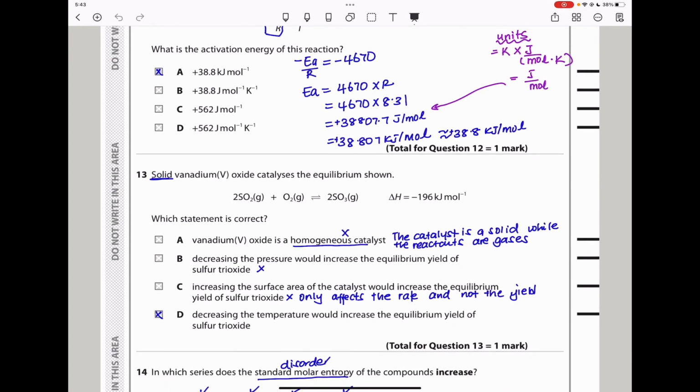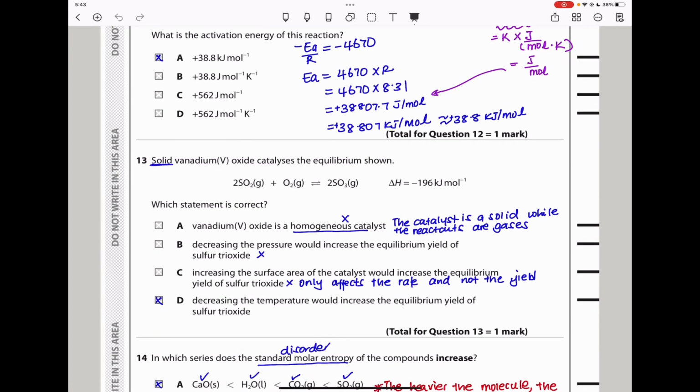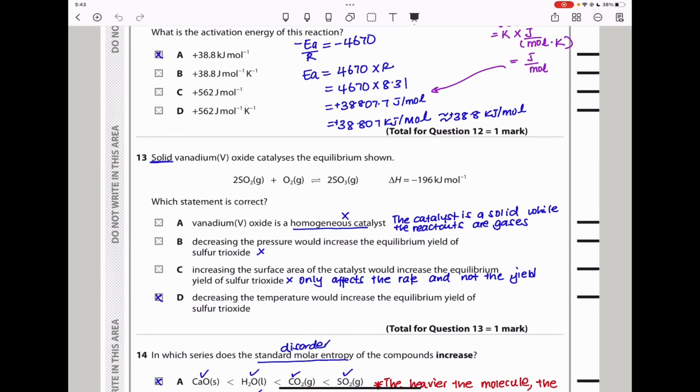So question 13 says, solid vanadium(V) oxide catalyzes the equilibrium shown. Here we have that. They ask which statement is correct. Okay, so they say vanadium(V) oxide is a homogeneous catalyst. That is wrong. Remember, they've said it's a solid and these are gases, so it cannot be homogeneous. It is heterogeneous.